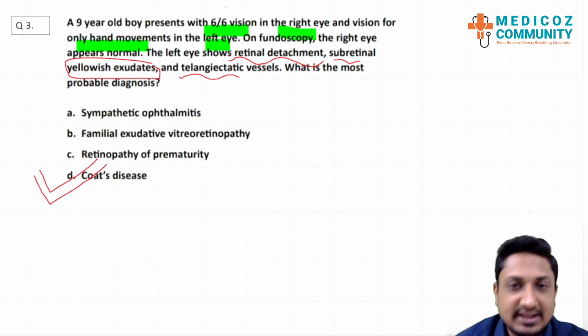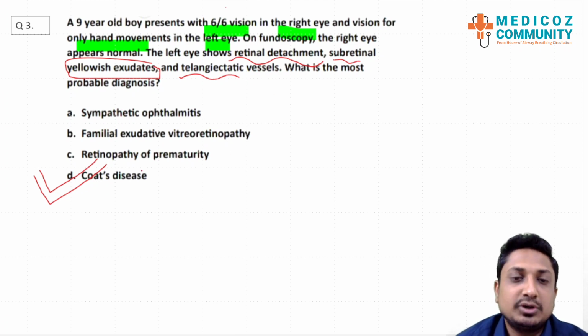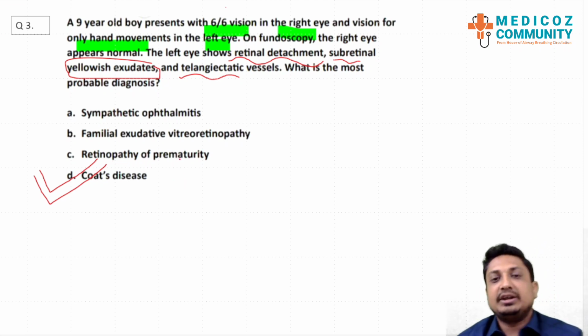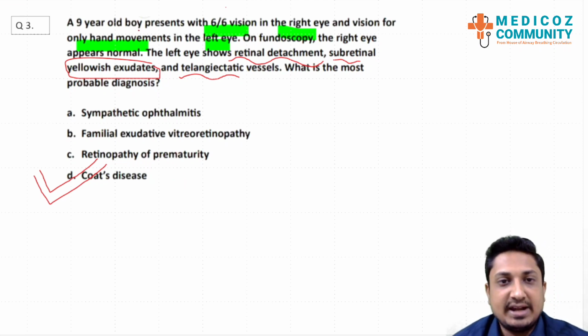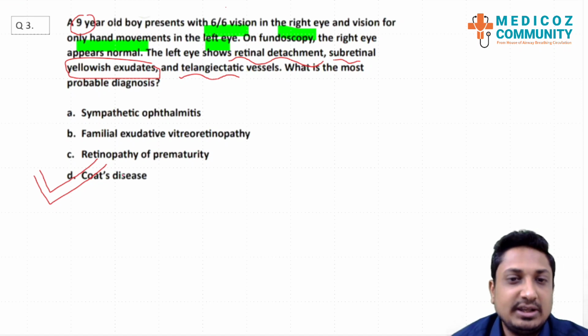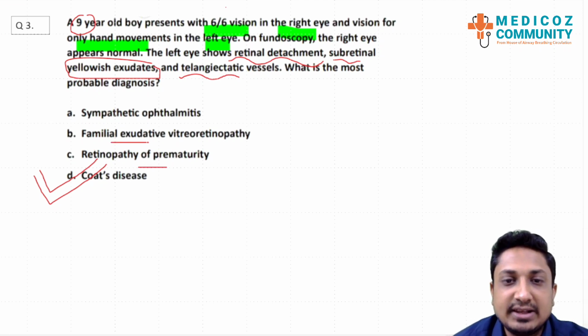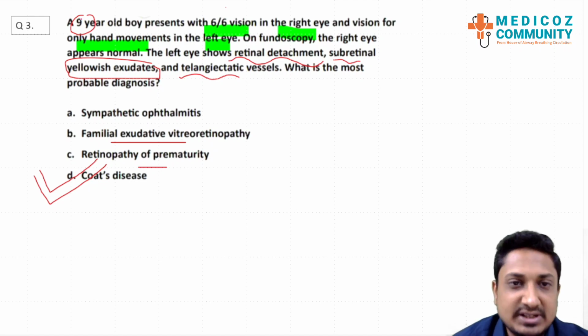Coates disease has telangiectatic vessels, yellowish exudate subretinal, and it can have retinal detachment. If you see option C, retinopathy of prematurity, it is usually seen in premature babies, and 9 years is not the usual age of presentation in ROP. It is there in Coates disease. In ROP it will be early, the patient usually will be premature, and there will be a white reflex.